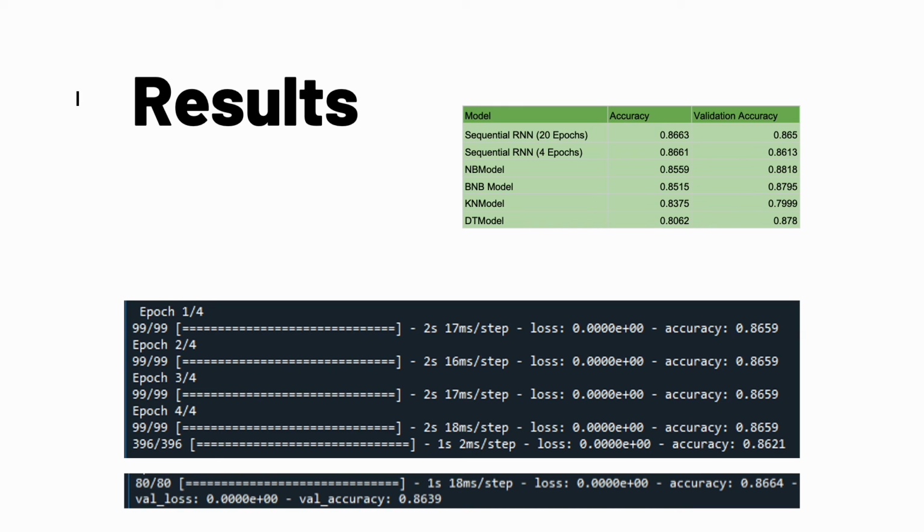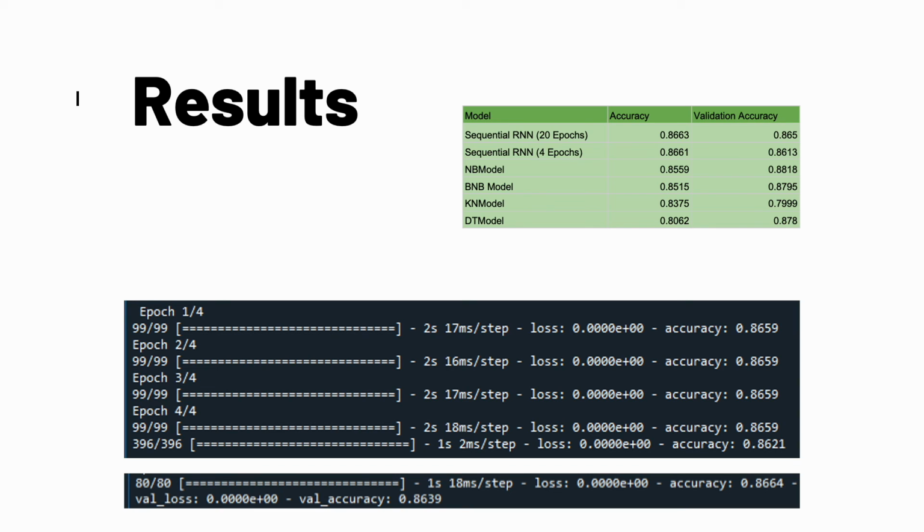We got results on 2 of our sequential recurrent neural networks, one that was trained over 20 epochs and one that was trained over 4 epochs. The one that was trained over 20 epochs had a training accuracy of 86.6%, with a validation accuracy of 86.5%, where the sequential recurrent neural network trained over 4 epochs had a training accuracy of 86.6% and a validation accuracy of 86.1%.